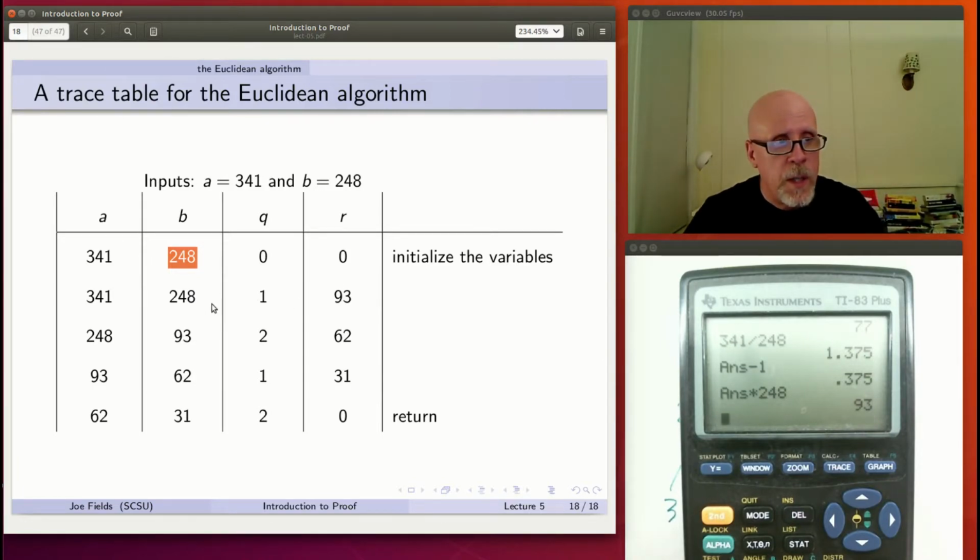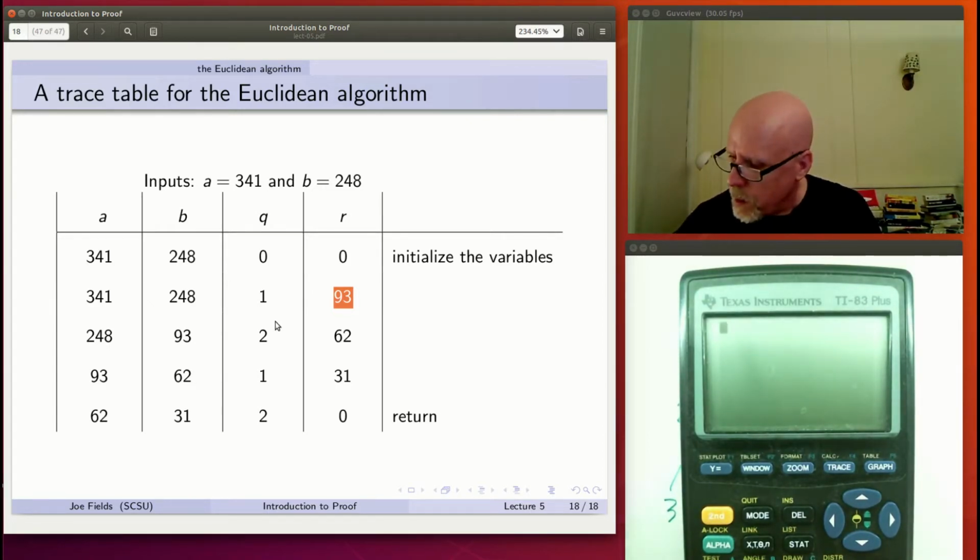Now, notice how things move around as we go to the next iteration. At the end of the loop, we set A equal to B and B equal to R, and that's what's happening in this next line. The value of A has become 248, what B used to be, and the value of B is 93, and that's what R used to be. And there we're going to calculate with that A and B. Turns out the quotient is 2 and the remainder is 62. Let me do it anyway. That's 248 divided by 93. 2 and 6 is repeating forever.